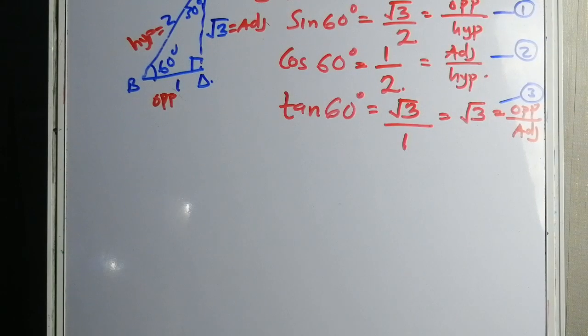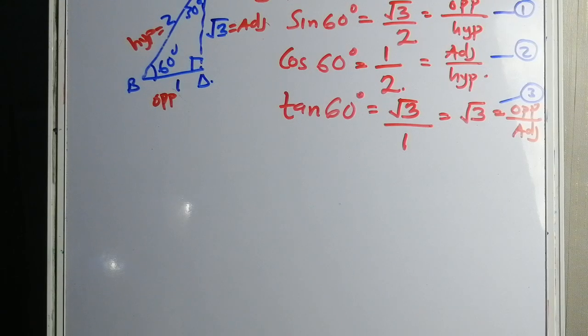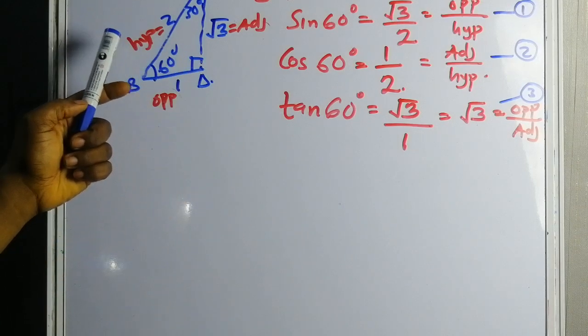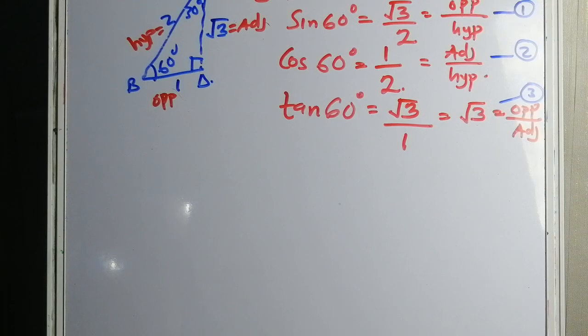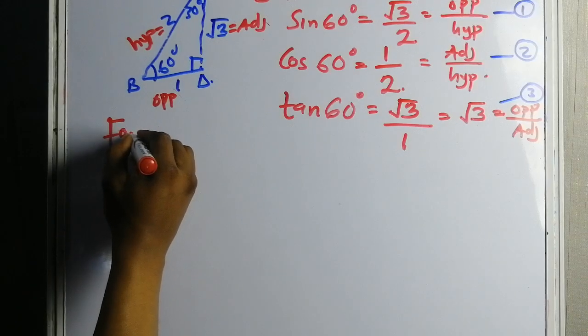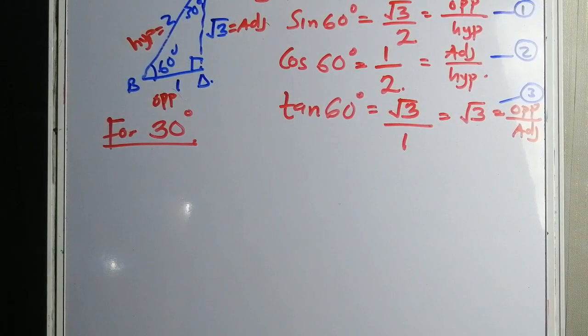Don't forget, the only thing that is changing here is where the angle is facing. Angle 30 is facing this side, so it becomes the opposite. That's the condition for opposite. The right angle is facing the hypotenuse. Then you have your adjacent facing that side. So from here, we can now get our 30 degree values. For 30 degree, we have our what?